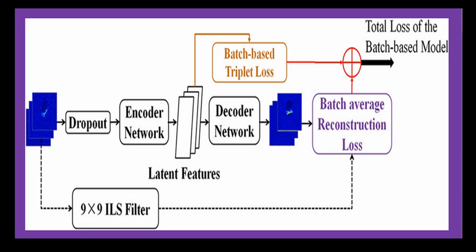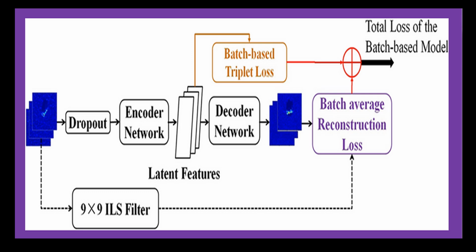Now, this batch triplet loss is a variant of the traditional triplet loss that operates on batches of data during training. In the standard triplet loss, a batch consists of three images: an anchor, a positive and a negative. And the goal is to learn a similarity metric that allows the system to accurately recognize faces.